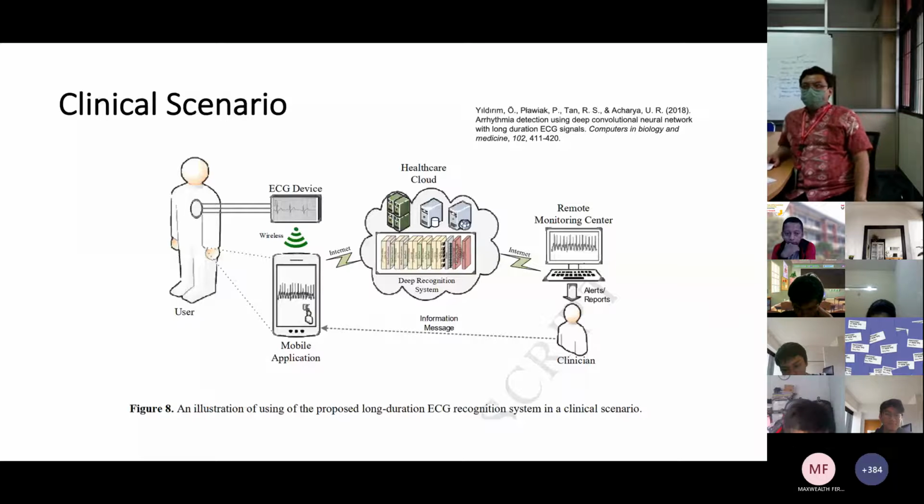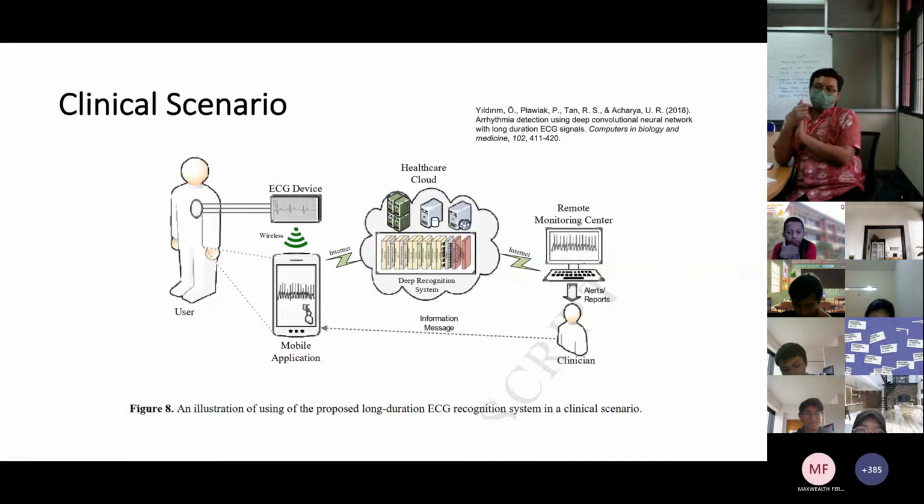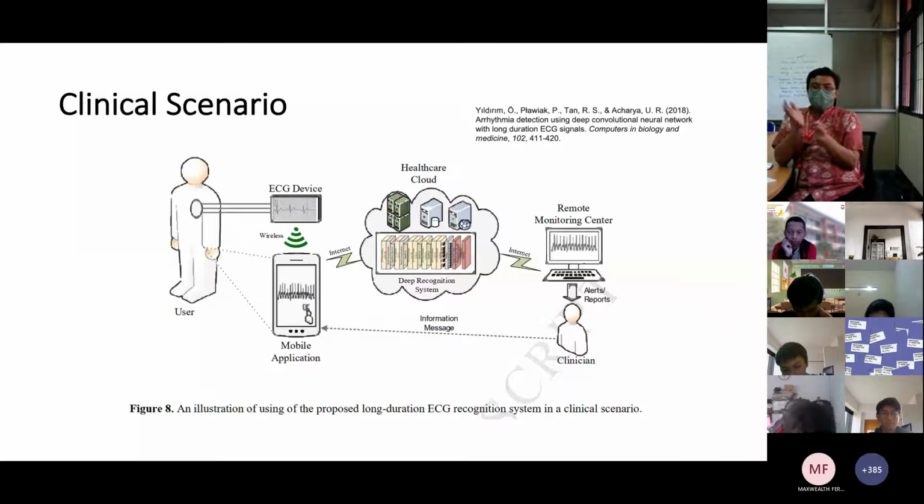Okay, so next. After you have the model, you have data first. You have data, and you have a model, and you have pre-processing, signal processing, and you have learning. Then what next? Next we can create what is called the clinical scenario.